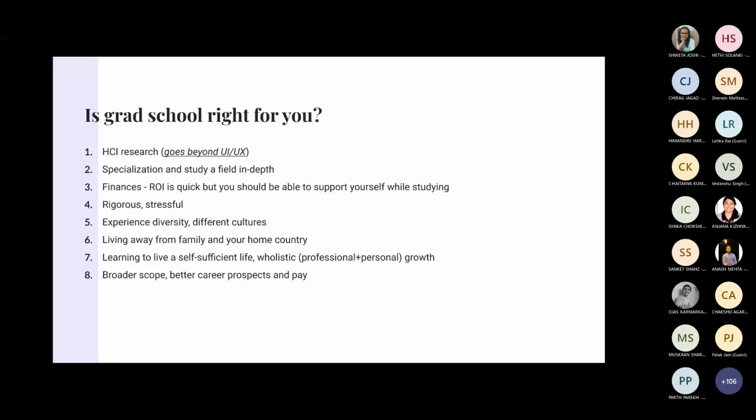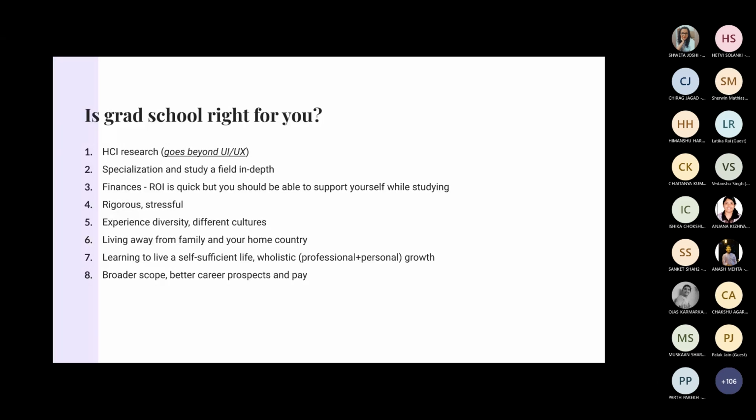Other things to consider is finances. So the return of investment is really quick after you start working, but you should be able to support yourself while you're doing the degree. Then also important to consider that it gets really rigorous and stressful. So is that something you would want to do? You get to experience diversity and working with different cultures, and that's something which is really important. So these are sort of non-academia related factors, but again, really important to consider when deciding if you want to go for grad school.